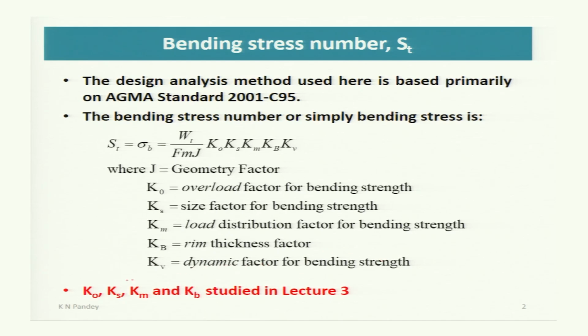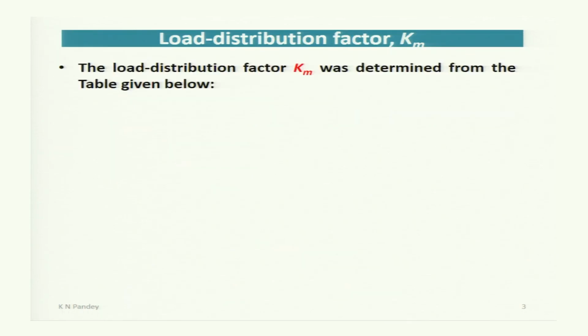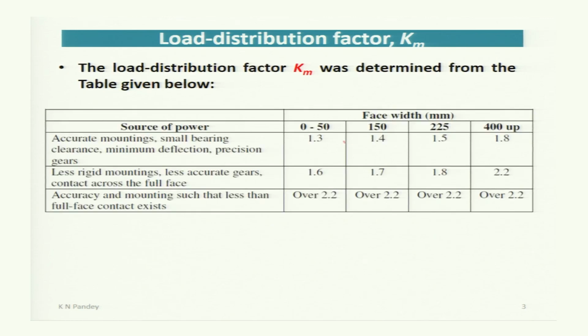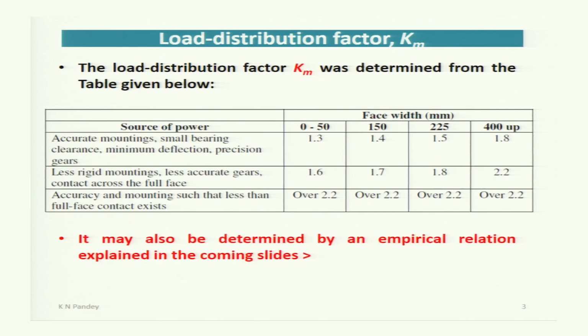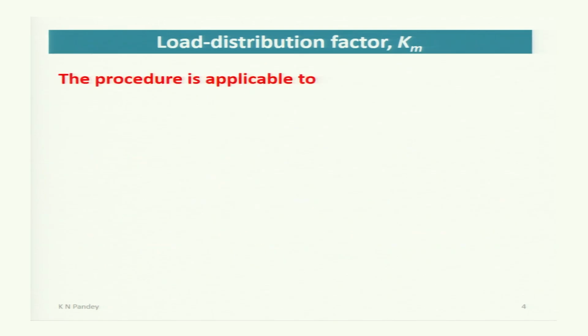In our third lecture, we studied the overload factor, the size factor, mounting factor or the load distribution factor, and the rim thickness factor. The load distribution factor was determined with the help of this table, where in the first column different sources were given with the type of bearing and the deflection in the shaft and the quality of the gear, and depending on the face width the mounting factor was determined. Now it may also be determined by an empirical relation explained in the coming slide.